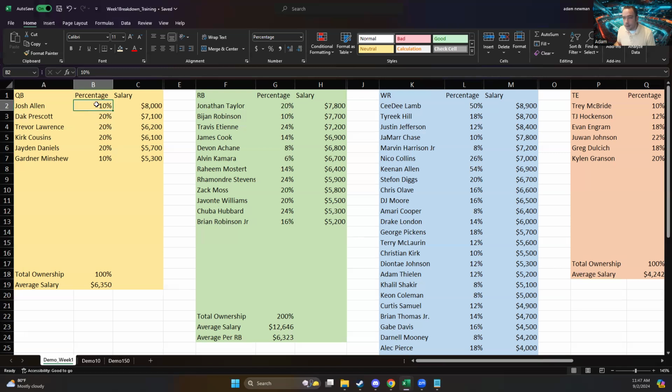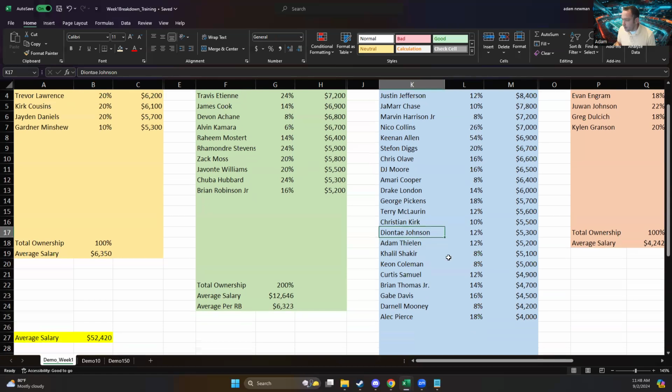That means I've got to have enough ownership or rostership on my Bills pass catchers. Let's just say I don't pick James Cook. I'm not going to play James Cook in my Allen stacks. I could, and I could account for that. But just for the sake of simplicity, I have to make sure I have enough rostership on my Josh Allen stacks to have enough for two pass catchers. So for two pass catchers, that's 20%, right? If I'm playing Josh Allen 10% of the time and I have two pass catchers, I have to have 20% rostership in my pass catchers.